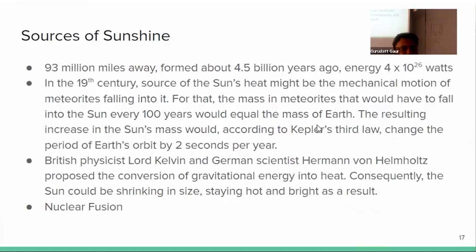Now coming to the sources of sunshine, as somebody pointed out. Again, reminding us of some of the parameters. It is 93 million miles away. It is a very, very old star, 4.5 billion years ago seems to be its origin. And this is a very, very luminous star: 4 into 10 power 26 watt.